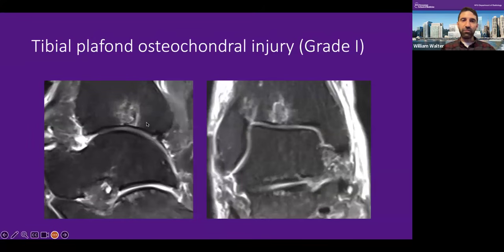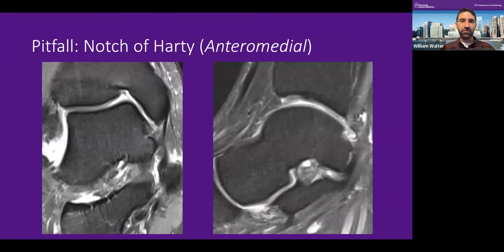This is a grade 1 injury of the tibial plafond. So remember, these are not just along the talar dome. They can happen along any articular surface. So that was a stable lesion here.